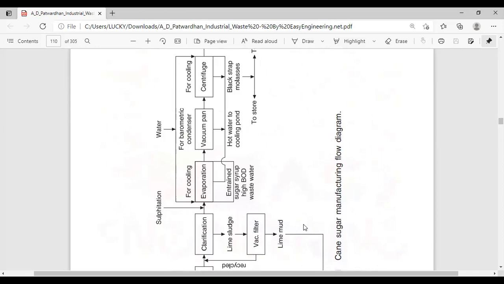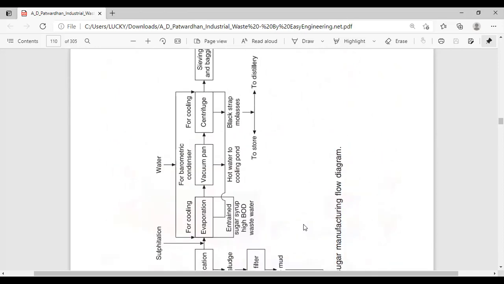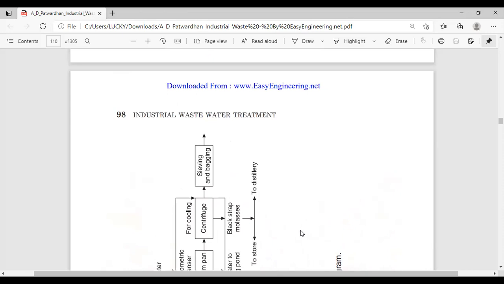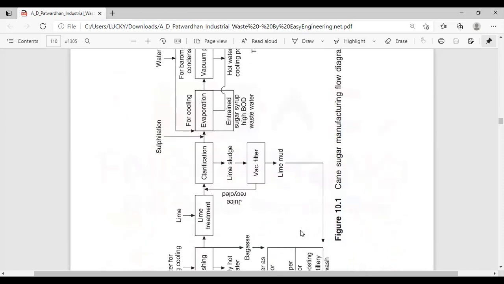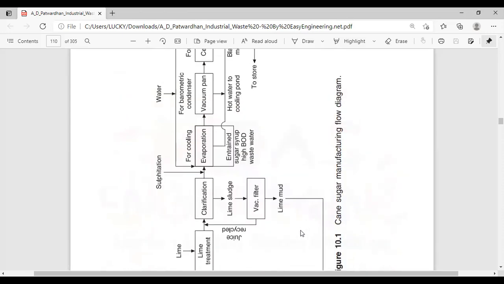Water here is for cooling, for barometric condenser or for cooling. Here for cooling, evaporation, vacuum pan and centrifuge. And from the vacuum pan, hot water goes to the cooling pond, and molasses is stored for the distillery. Next, sieving and bagging. This is the cane sugar manufacturing flow diagram.